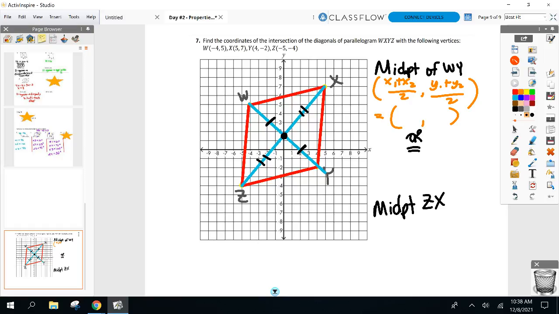And hopefully the x coordinate is going to be 0. And this is why we don't look at the diagram. What's your y coordinate? 5 plus negative 2 divided by 2, or 7 plus negative 4 divided by 2, 1.5. So that's the intersection of the diagonals.